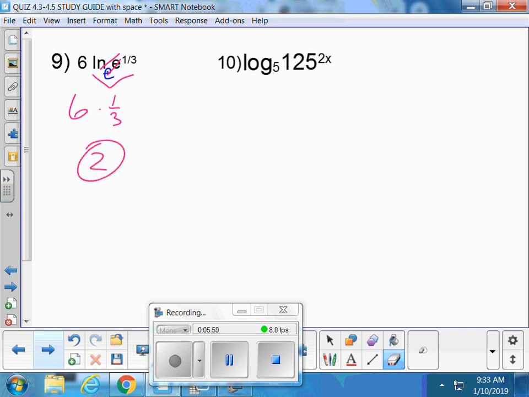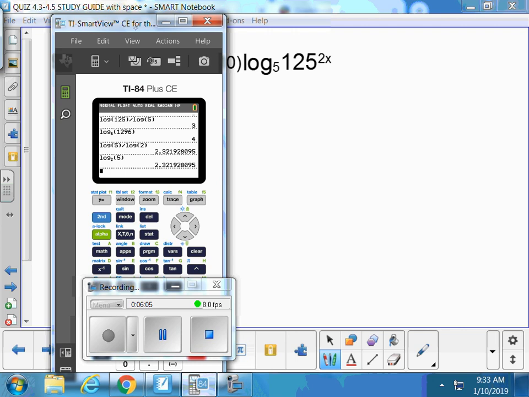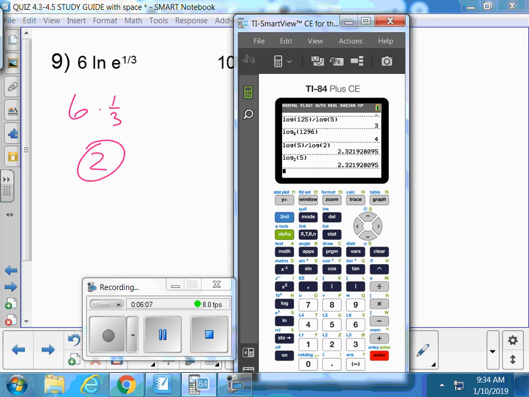Now we definitely could check our work. If you're unsure if you did that right, let's go back to the beginning, head to our calculator. In fact, I'll even grab my calculator so you can see how I'm going to check this. We're going to do 6 times ln e, the e button is second division key, to the 1/3. So everybody cross your fingers, we get 2.